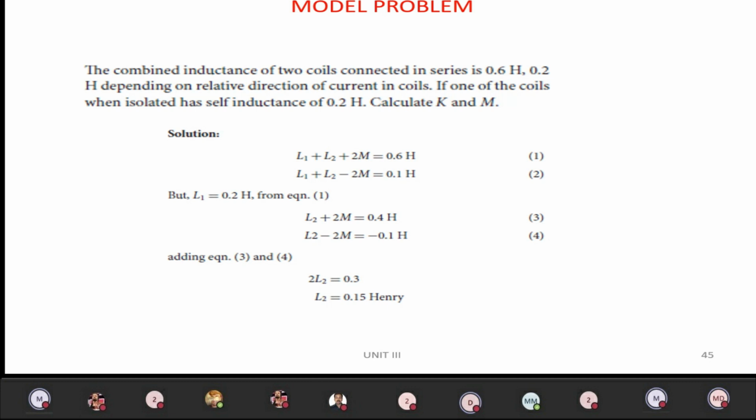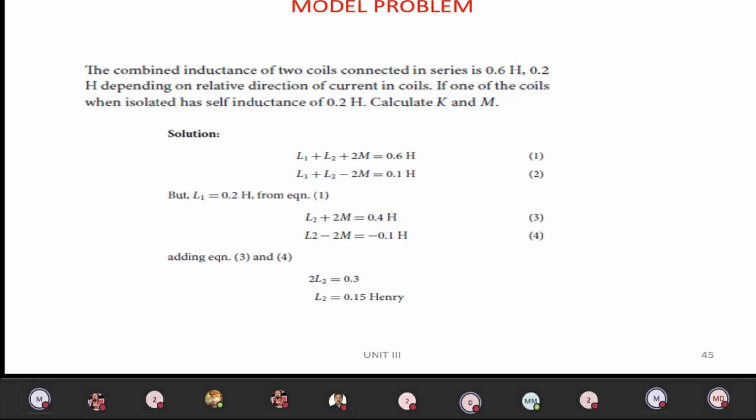What they have given us: the inductance of two coils connected in series is 0.6 Henry, and when the relative direction of current in the coils is reversed, it is 0.2 Henry. So L1 plus L2 plus 2M, and the other one is L1 plus L2 minus 2M. That's what we have seen now: if it is series aiding, L1 plus L2 plus 2M; if it is series opposing, L1 plus L2 minus 2M.